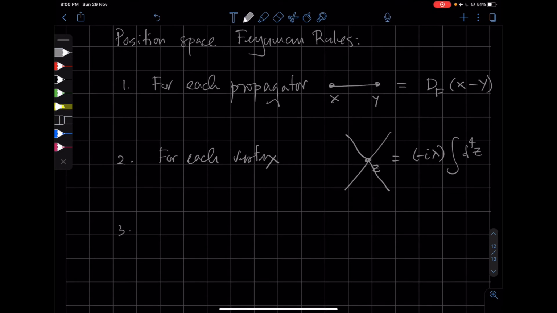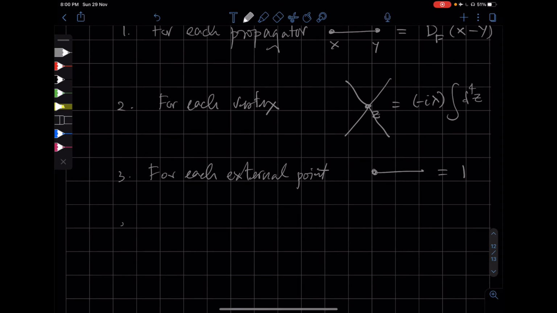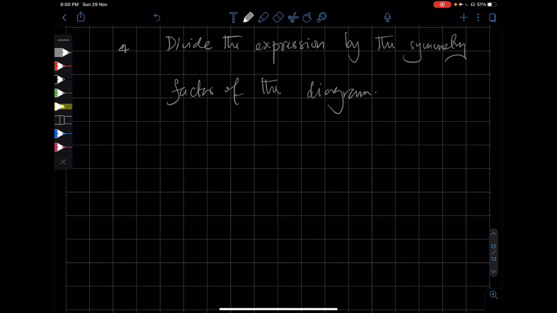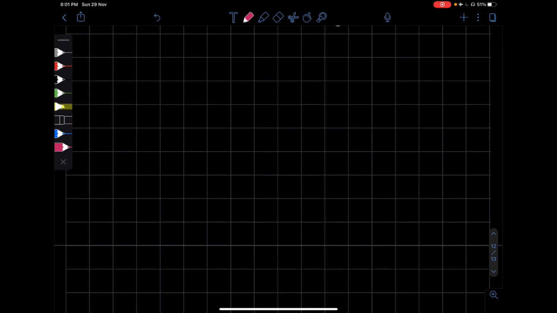And for each external point, we just put the number 1. And then finally, we divide the expression by the symmetry factor of the diagram. So these are the position space Feynman rules. In practice, the momentum space Feynman rules are a little bit more useful and more frequently used, although one should also know the position space Feynman rules. So let's just move on to the momentum space Feynman rules.